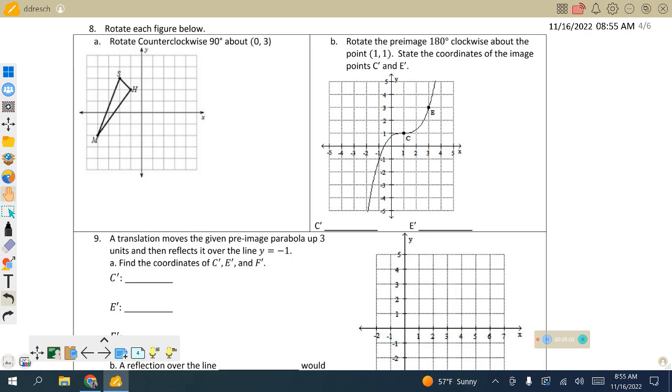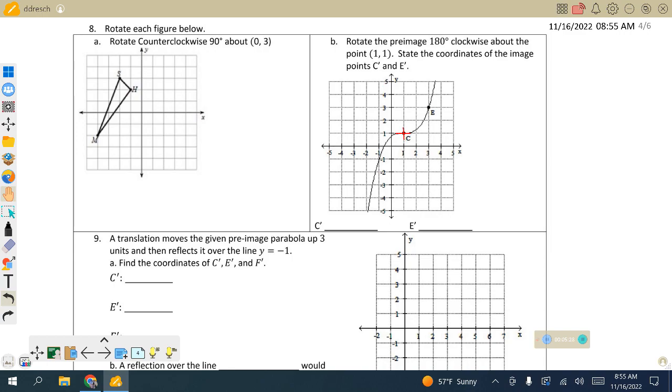Now on my patty paper, as I put that on top of there, I'm putting two things on there as always. My pre-image, so the cubic function there, especially C and E. And then where do I put that little mini XY axis to keep track of our turns? Is it going at the origin? No. What do I want to rotate it about? The point 1, 1.